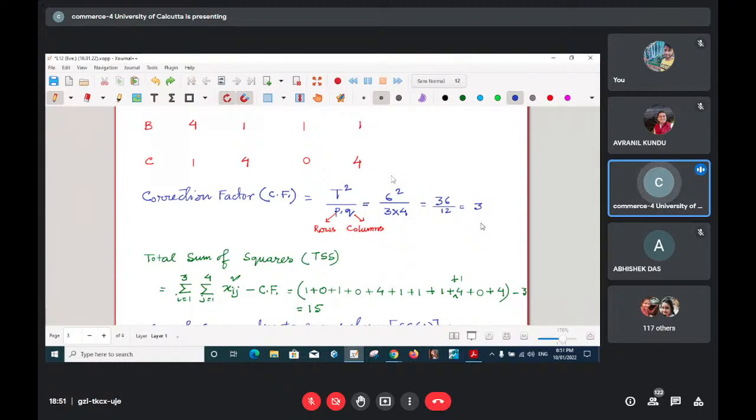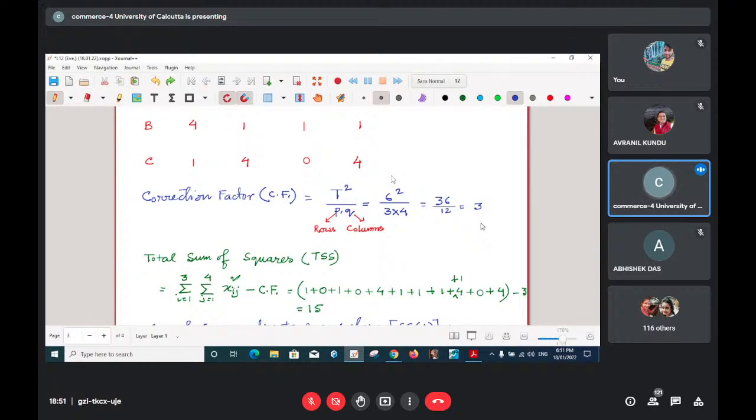So I would like to calculate what is the total variation. Total sum of squares. You have seen that i goes from 1 to 3, because there are 3 rows. j goes from 1 to 4, because there are 4 columns. So xij square: I will be taking the square of the observation. I have already created one table. Minus correction factor. So I have taken the squares value.